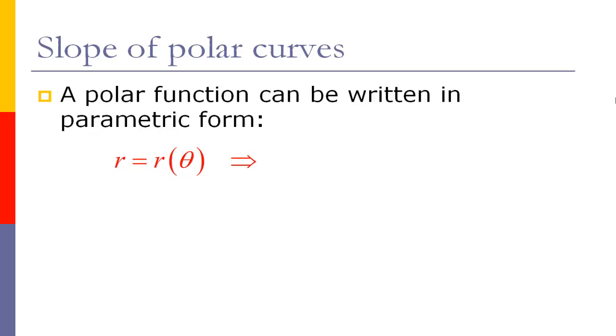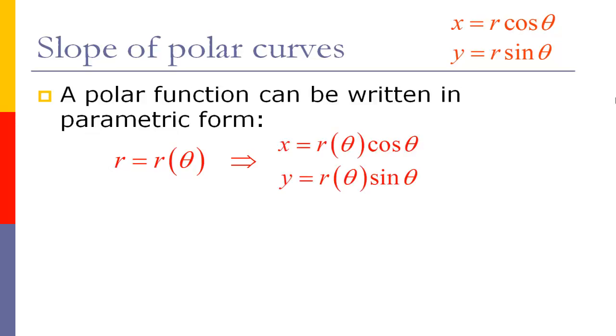Okay? So if I have a polar function like that, then I can use my change of coordinates formula. Remember, we said we can go from polar to Cartesian. Well, I can use those two equations and say that if I have the polar function r equals a function of theta, then this can be represented parametrically by x equals r of theta times cosine theta, and y equals r of theta times sine theta. So I'm using those change of coordinates formulas, or if you want, just plain geometry.